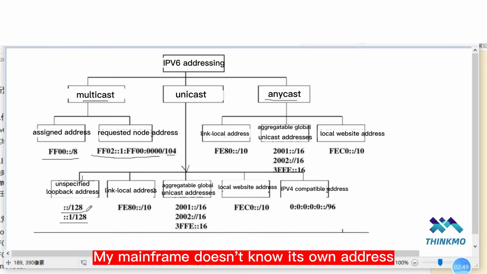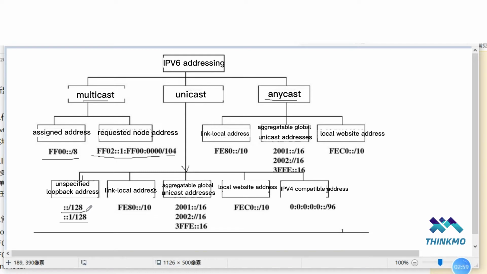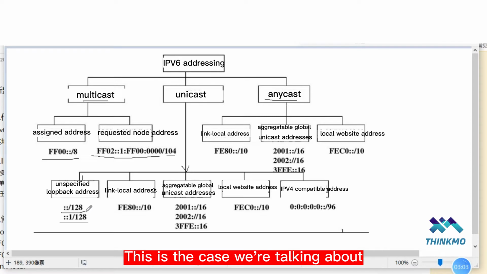My host doesn't know its own address, but I'm going to encapsulate the data. I can use the unspecified address as the source address of the host, and then we wrap it. This is the case we're talking about. And then there's the loopback address.